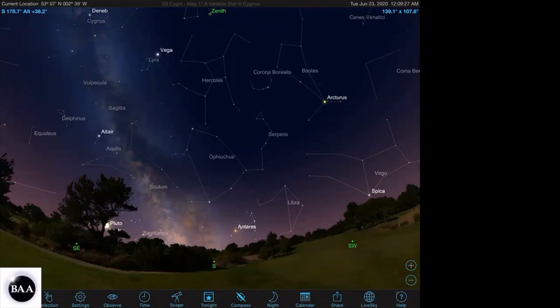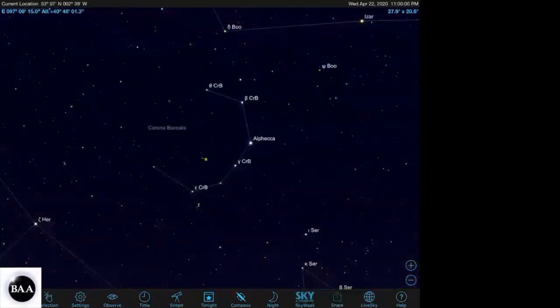By the way, if you look to the north at about the same time, you might even see some noctilucent cloud. There have been quite a few reports over recent nights and some very good images taken even last night. But at the moment, we're looking south.